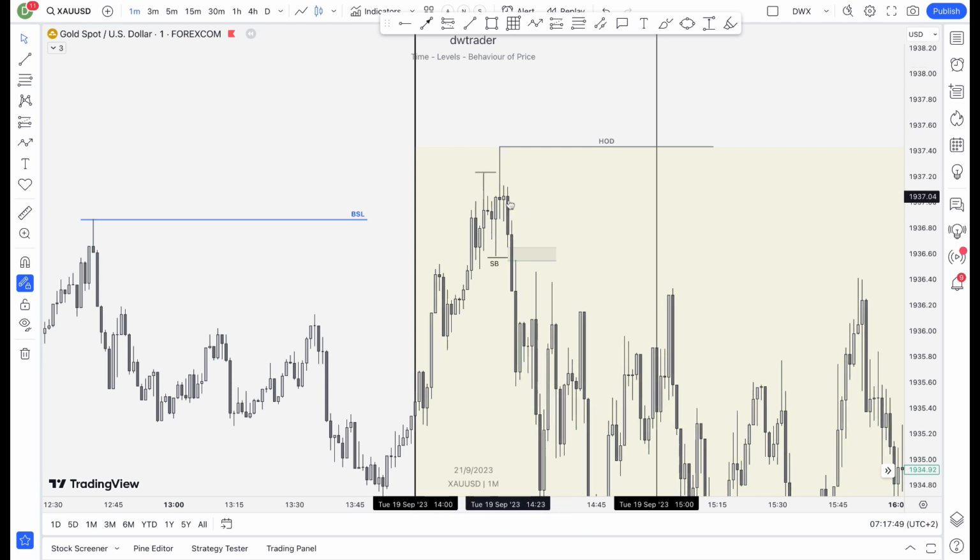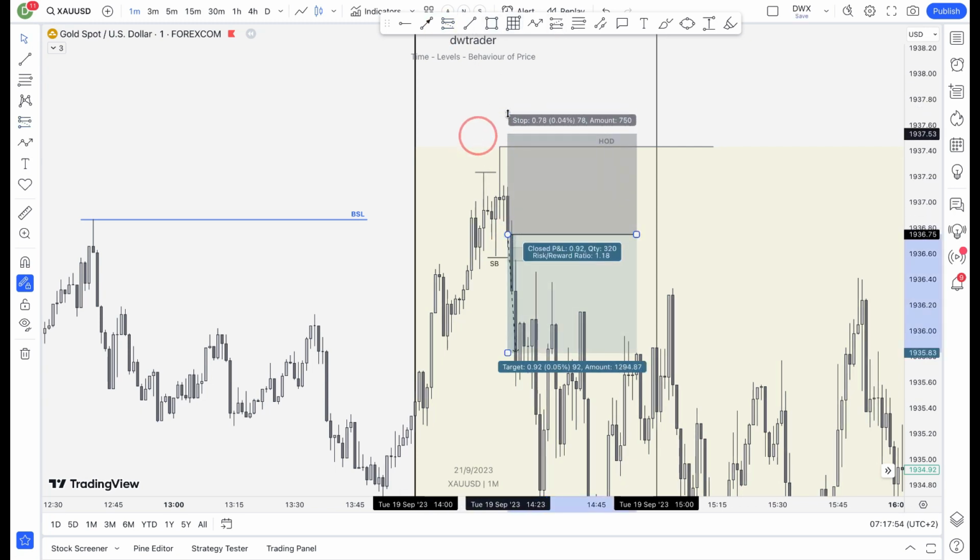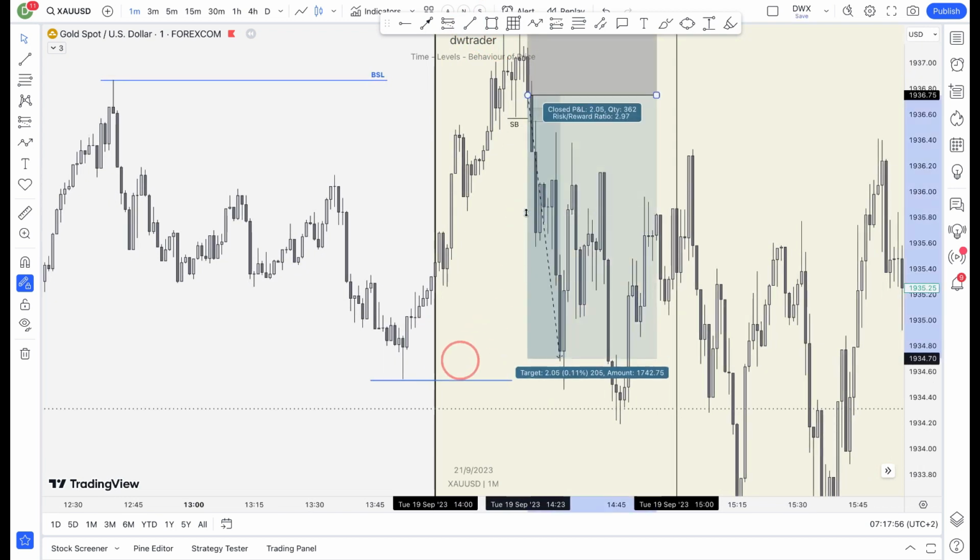So if you had taken it after that engulfment, stop loss above the high, take profit at the low.